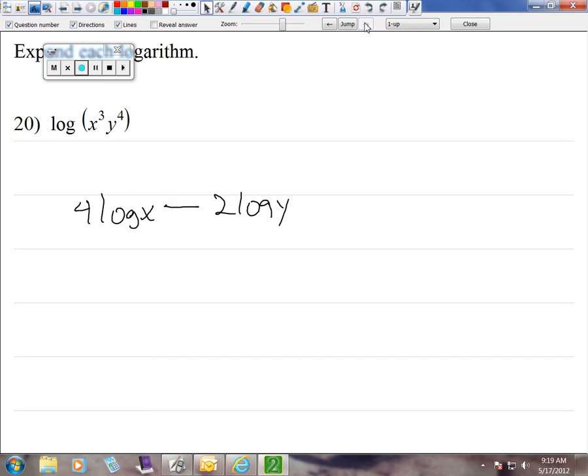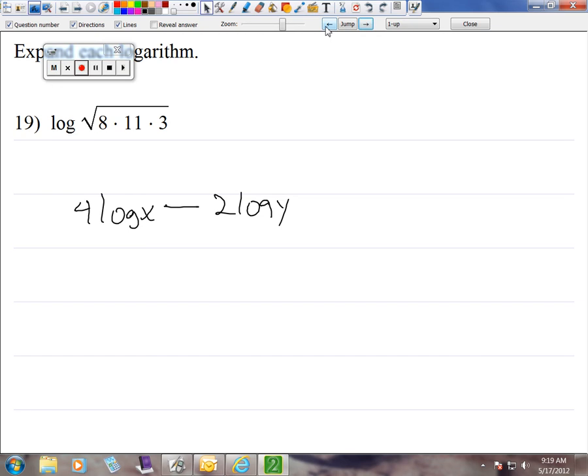You don't need to do the last 2, do you? I already did 18. We just did 18. 19 is going to be 1/2 log 8 plus 1/2 log 11 plus 1/2 log 3. Because the square root would be 1/2, right? Yes? Square root is 1/2. Everybody okay with that? Feel like you learned the properties.